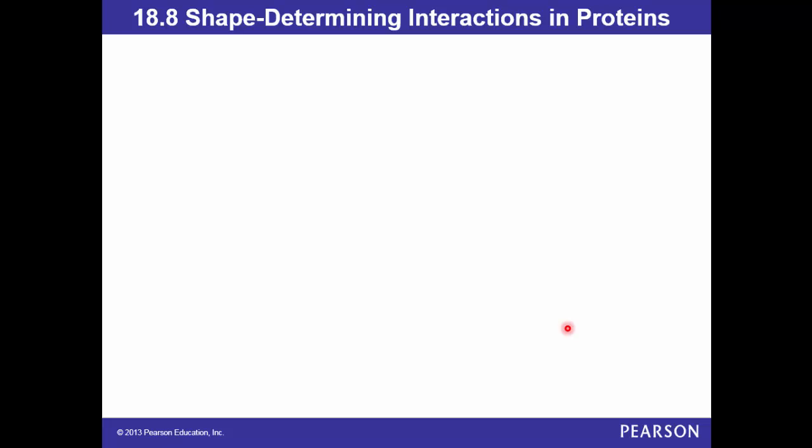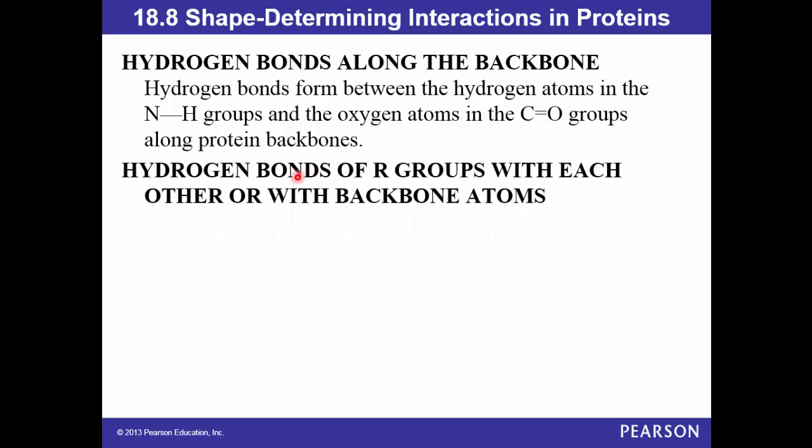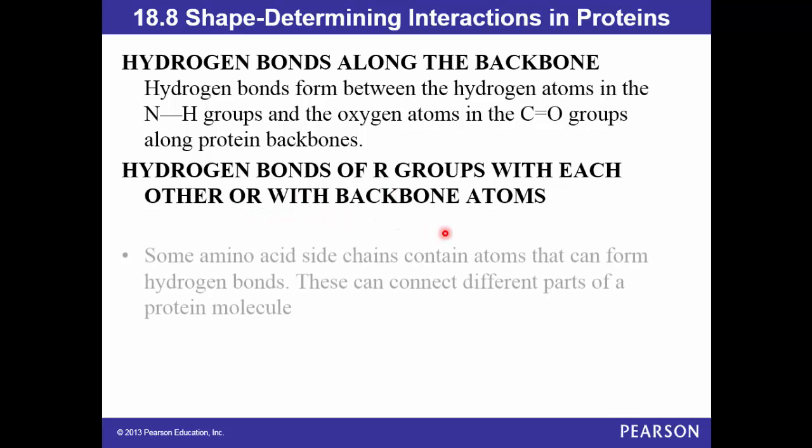Shape determining interactions in proteins. Now, hydrogen bonds along the backbone. Hydrogen bonds form between the hydrogen atoms in the NH groups and the oxygen atoms in the CO groups along the protein backbone.